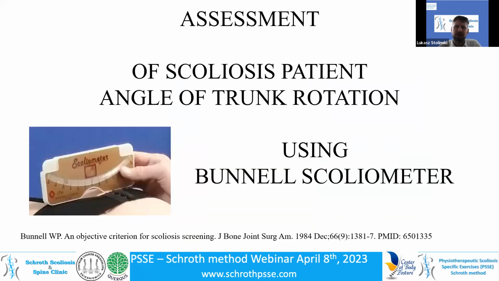For the purpose of early detection of idiopathic scoliosis, it is recommended to assess the asymmetry of the back performed by means of the Adams test on bending the trunk forward, the measurement of the trunk rotation angle. I would like to show you today assessment with the use of the scoliometer, Bunnell scoliometer, which is the most popular tool for scoliosis screening. For the objective measurement of the trunk rotation angle, the use of the scoliometer is recommended for scoliosis screening.